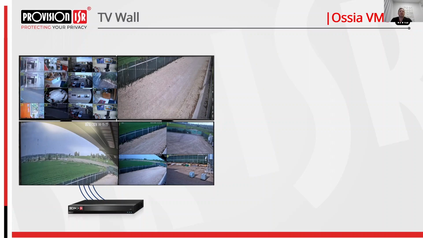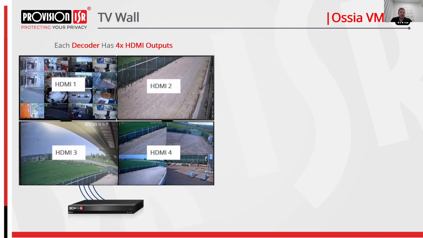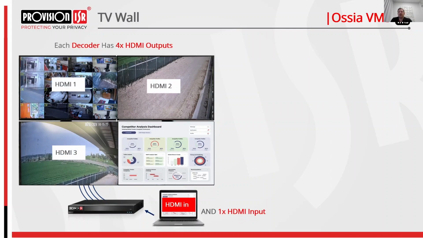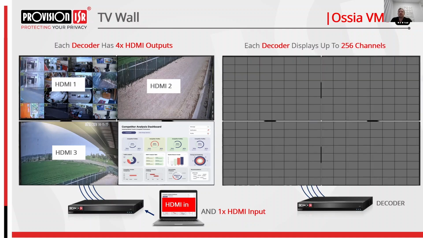Our decoders come equipped with 4 HDMI outputs and also 1 HDMI input. The HDMI input is especially useful when integrating third-party software. Take, for example, vehicle tracking systems running on a computer, which can be displayed directly on the TV wall. Each decoder also supports up to 256 channels across the 4 monitors, and if that's not enough, no worries. We do support decoder stacking, allowing you to expand both the number of HDMI outputs for more monitors and the total number of channels displayed.